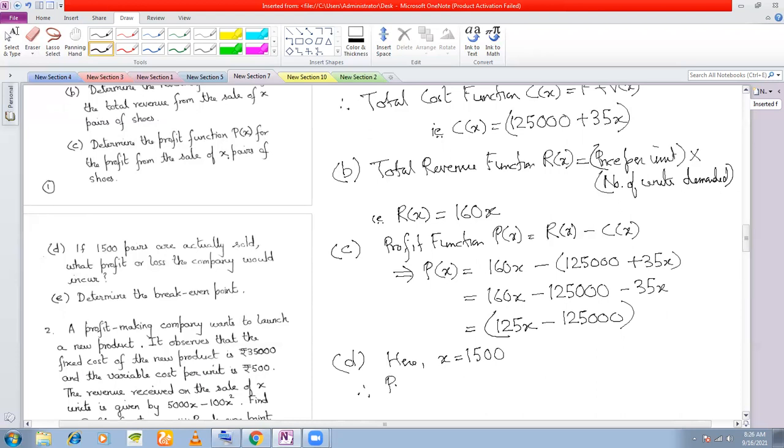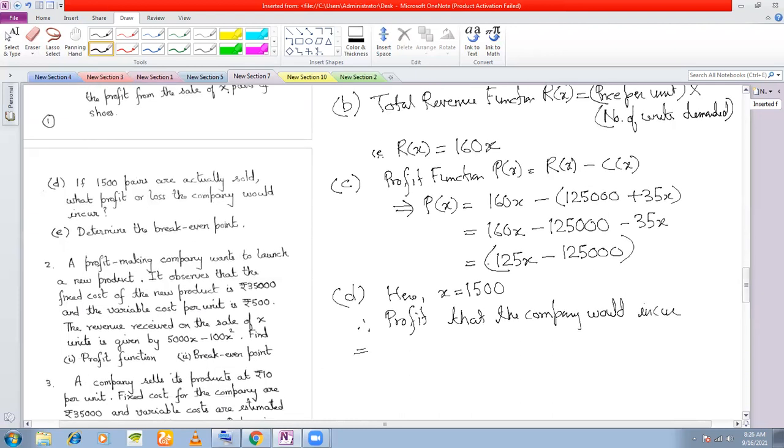Therefore, the profit that the company would incur is equal to the profit function. Put x = 1,500 here: P(1,500) is equal to 125 into 1,500 minus 1,25,000.